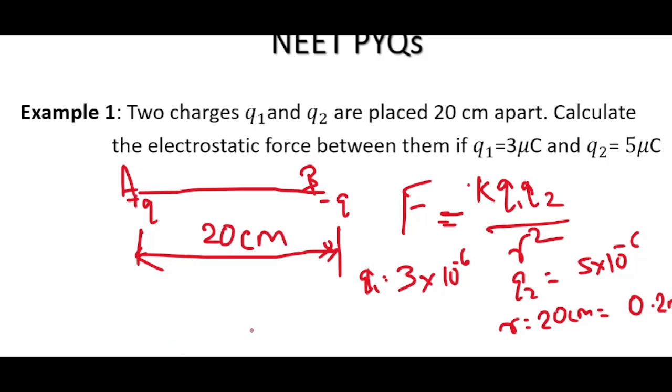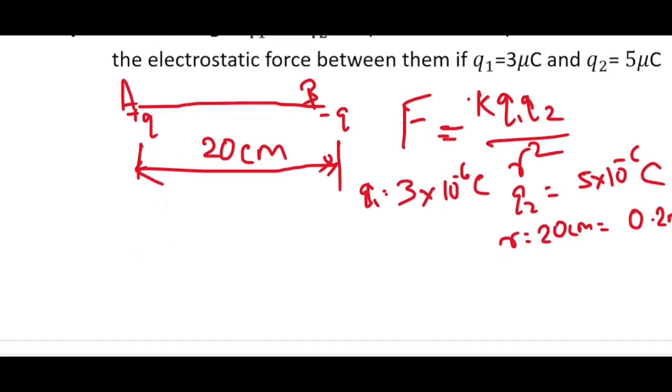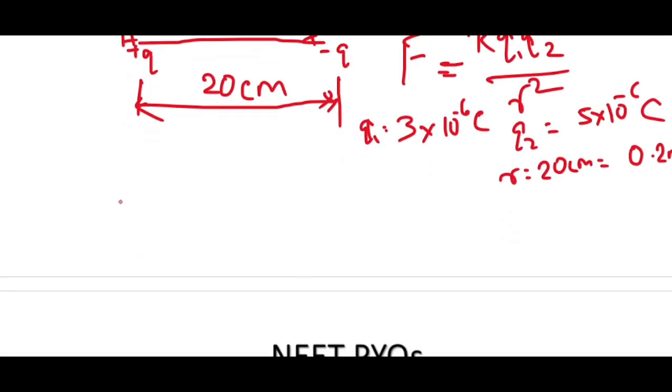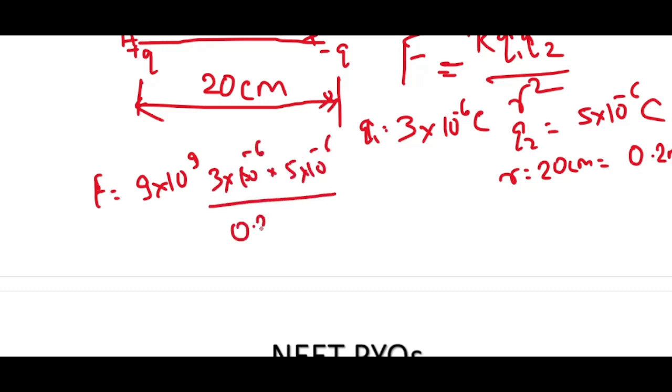Just put standard values. Okay. You have to convert microcoulomb to coulomb. Here also coulomb. This is centimeter to meter. Okay, beta. Just find the values. Put the value and find the answer. Value of K is 9 into 10 raised to power 9. 3 into 10 raised to power minus 6 into 5 into 10 raised to power minus 6 whole divided by 0.2 square. Calculate the answer, please.